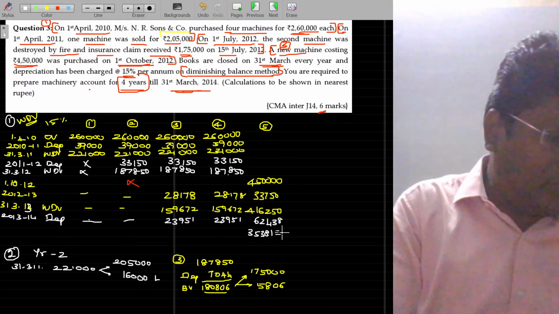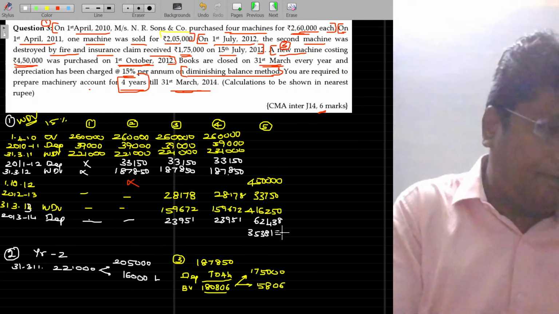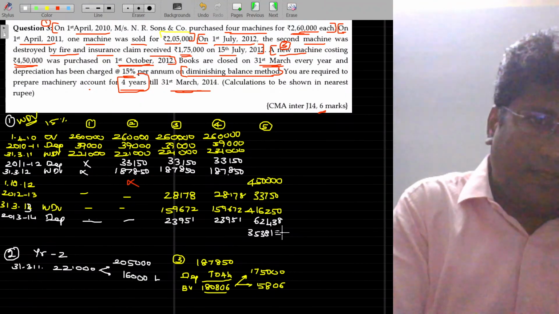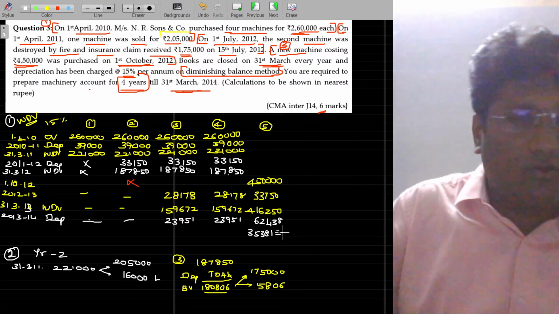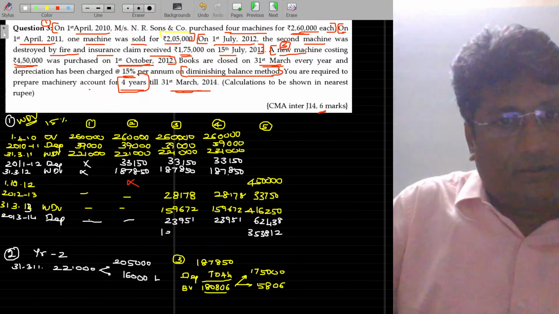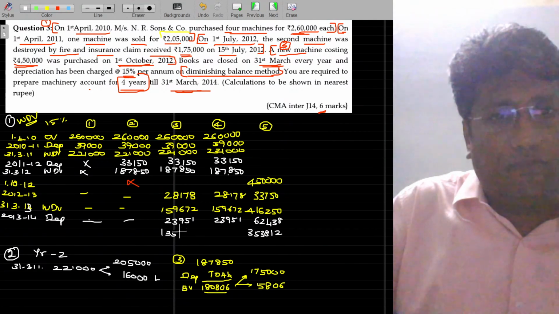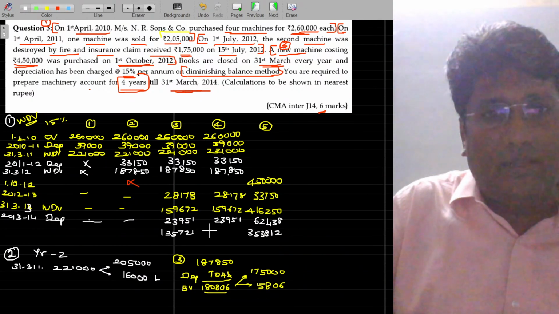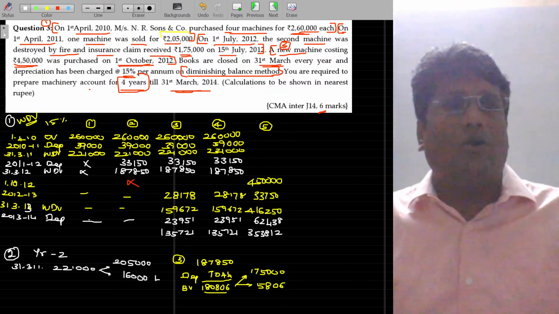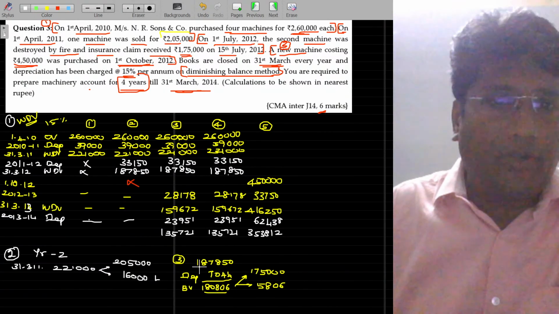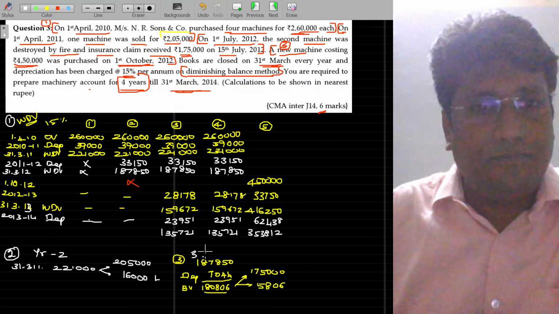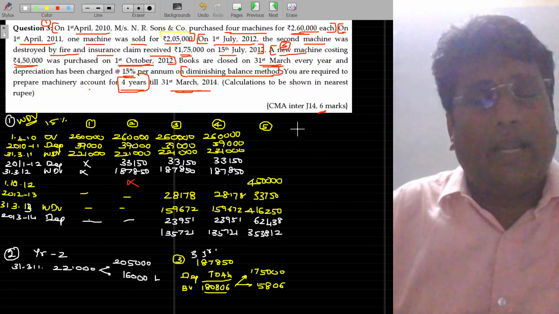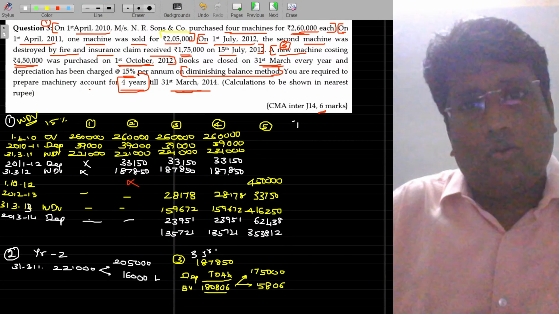And the asset 3 and 4 will be 1,59,672 minus 23,951, this value being 1,35,721, and the fourth asset will also be valued at the same value, 1,35,721. Now take a total of this. Okay, this is the third year. Now I need to have the total here.